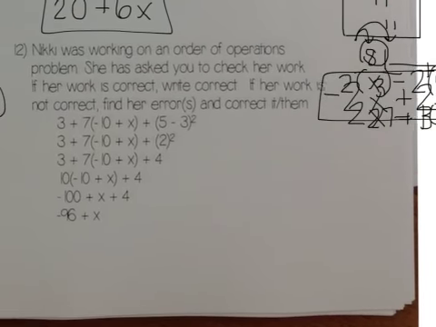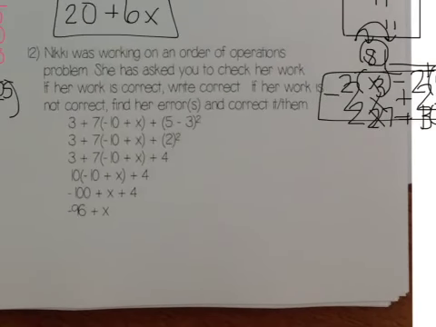And for the last one, we're checking to see. It says Nikki was working on an order of operations problem. She has asked you to check her work. If her work is correct, write correct. If her work is not correct, find her errors and correct it or them, depending on how many there are. So according to order of operations, we do parentheses first. In this set, there's nothing we can do, but in here, we can subtract. 5 minus 3 is 2, which is what she has.